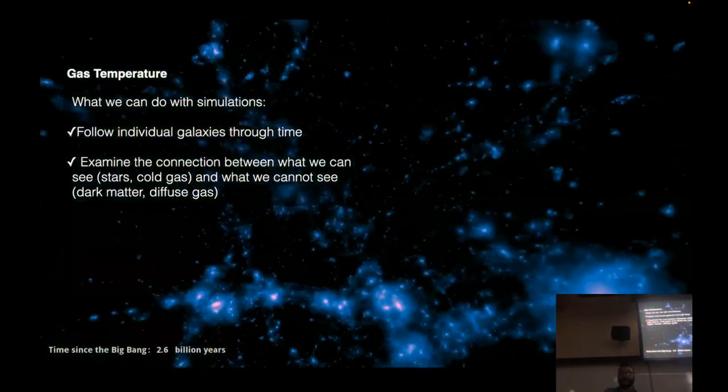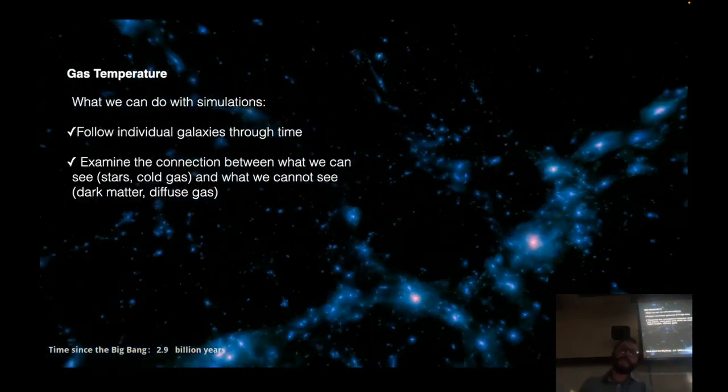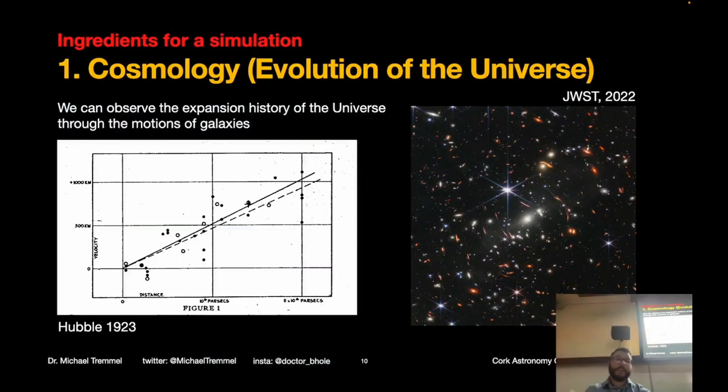So what actually goes into making one of these simulations? The first ingredient you need is cosmology. You need an idea of how the universe evolves over time. This is something that we've known since Hubble's day, that the universe is expanding, it's changing over time. We can see this expansion by observing galaxies moving away from us, right? By detecting the relative velocities of galaxies in the universe, we can calculate how the universe is expanding and how that expansion has changed over time.